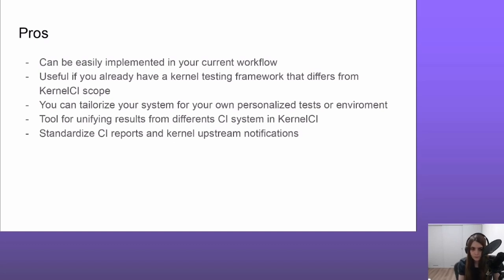By contributing your results to KernelCI, you can use the KernelCI regression tool, or the KernelCI analysis tools, on all the results that are coming from all the independent systems. Also, it gives a way to give some kind of standard to the reports that are sent upstream to the stable mailing list, for not having too many mails sent there, but mostly having a unified report of what is going wrong and what is working.